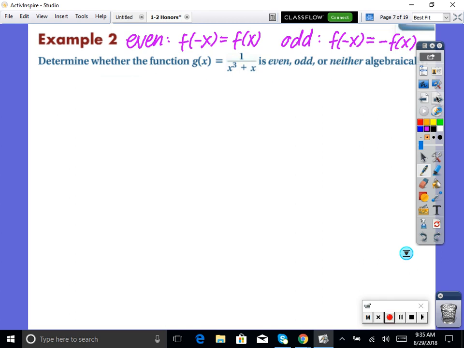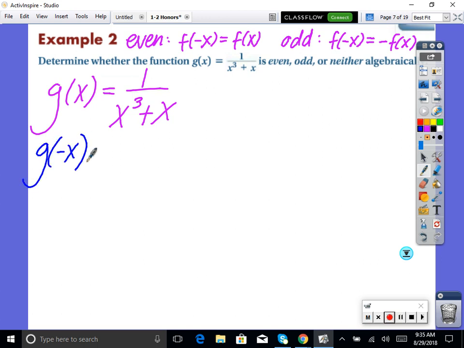So here we go. Let's plug this in and simplify correctly. We've got to know our algebra really good. So we have our original function. I like to rewrite it just so I have it. g of x is equal to 1 over x cubed plus x. So what we do to test it using algebra is we plug in a negative x. So g of negative x.